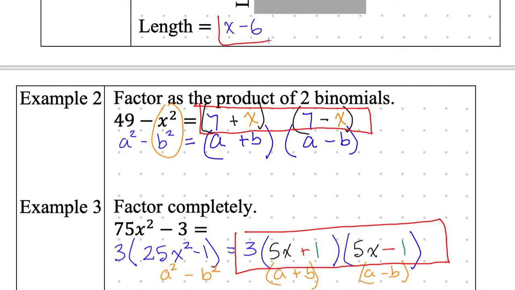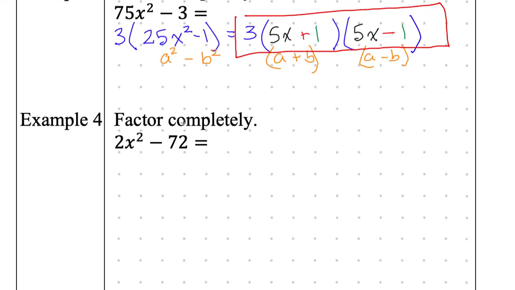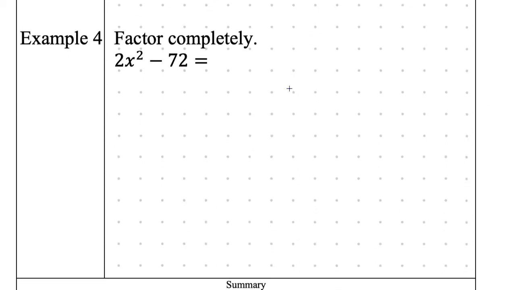You guys are going to be doing example 4 on your own. You can work with people around you. Good luck. We're back. Step 1, go.